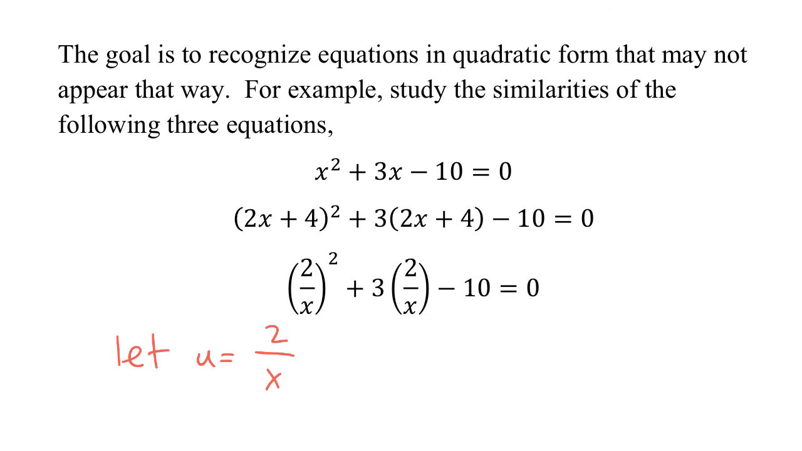What does the third equation then become? From this statement in red alone, what does the third equation become instead now? Isabella, what do you got? U squared plus 3u minus 10.